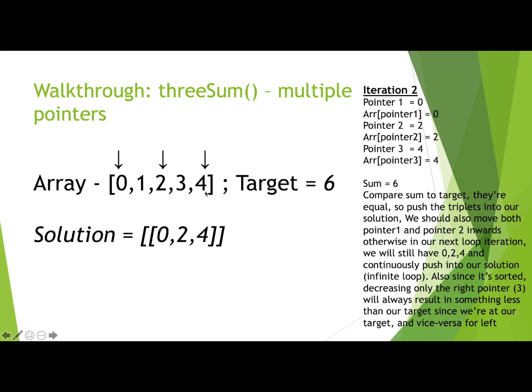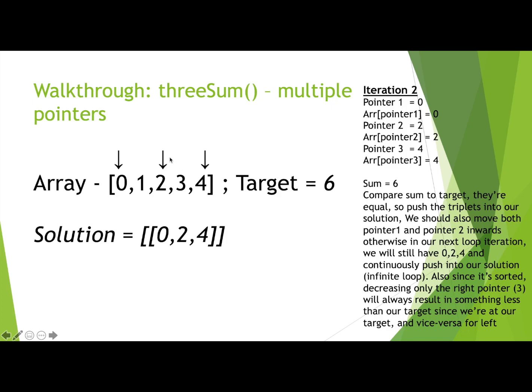Now, after we push, we also have to do one more step. I know a lot of you guys were having trouble with this step, but basically you don't want to just push. You also want to move both pointers inward. The reason is that if you don't increment or decrement the pointers in the case where you push, the while loop will run forever. You're going to keep hitting this statement and keep pushing 0, 2, 4 into your solution, and these pointers will never overlap, so your loop will never end.